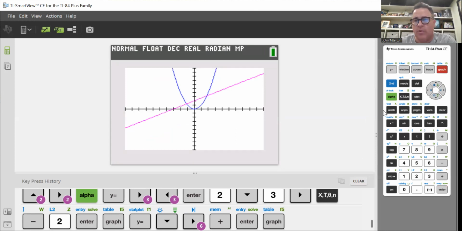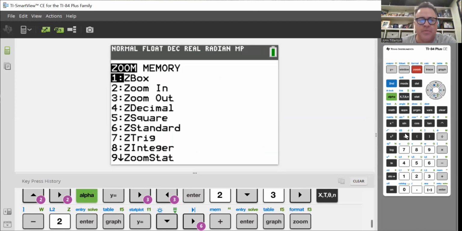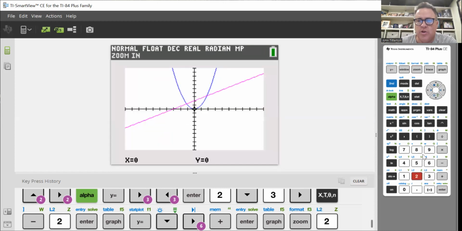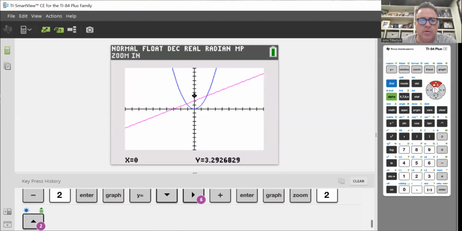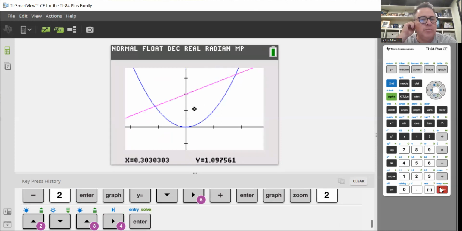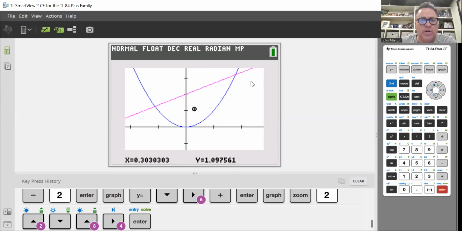Let's say I wanted to see what's going on there a little closer. I can zoom in with zoom 2, and then it gives me a little crosshairs, and I say I want to zoom in closer. Try to center it there, hit enter. So now it's zoomed in. And you know what? I want to find the intersection of these, where it hits here and here.